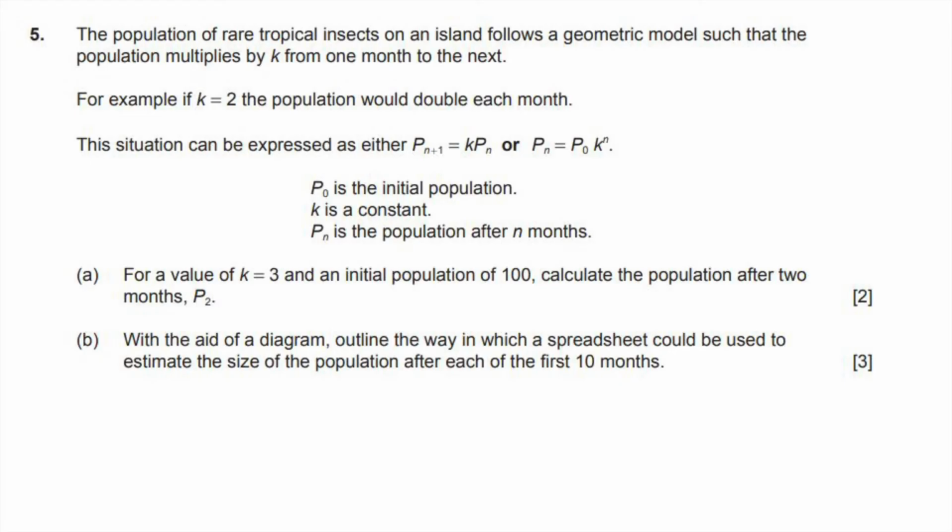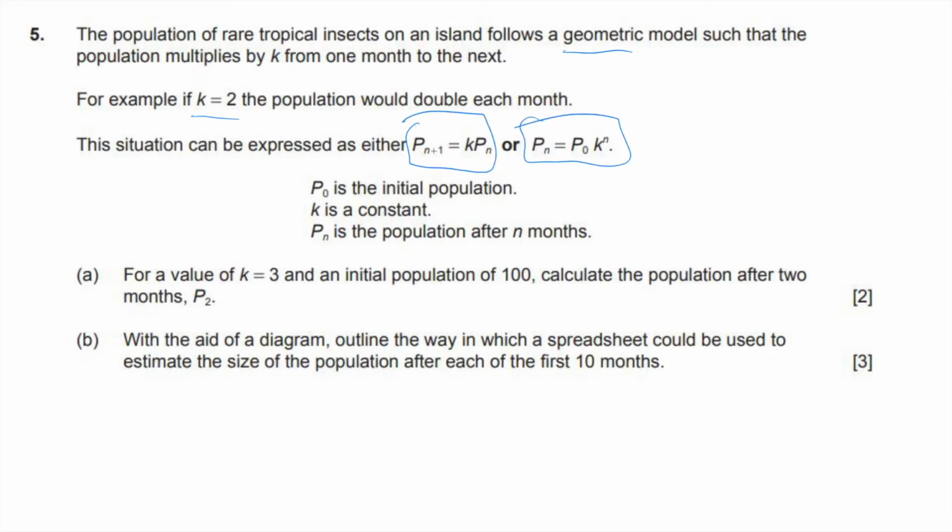And this is another spreadsheet-based problem. It says the population of rare tropical insects on an island follows a geometric model such that the population multiplies by k from one month to the next. So for example, if k equals 2, the population would double each month. The situation can be expressed as either this or this.